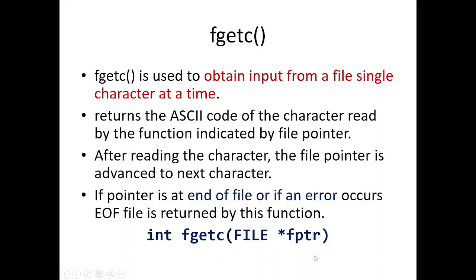This is the prototype of it. int is the return type of this function and fgetc is the function name, and it takes the file pointer as its argument. On a successful read, it returns the ASCII code, and on failure it returns end of file.